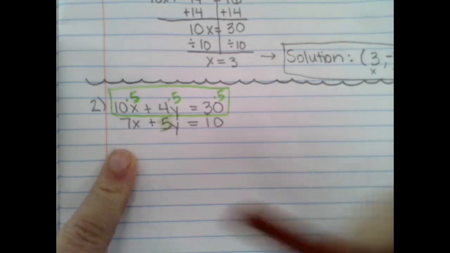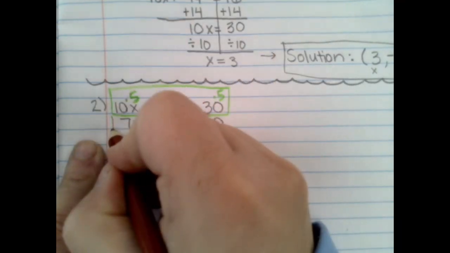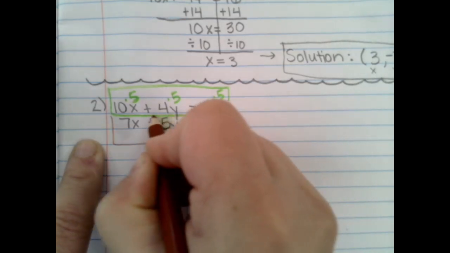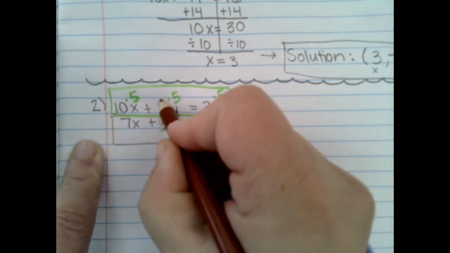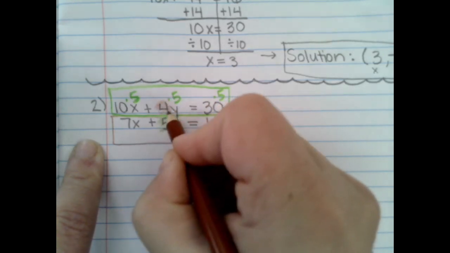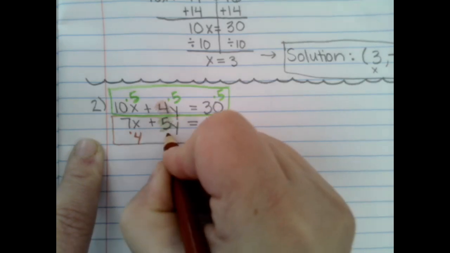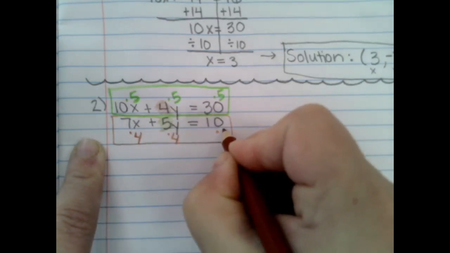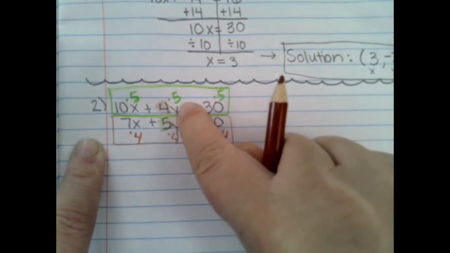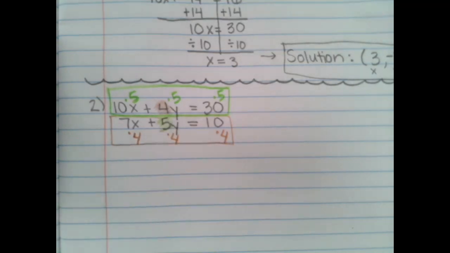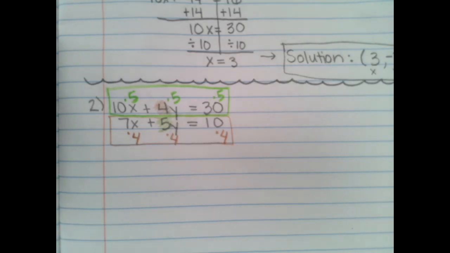And then for the bottom, to get the same number as the top, rather than multiplying by 5, because that wouldn't work, we're going to multiply the bottom by that coefficient from the top, 4. That way, on the top I'm doing 4 times 5, but on the bottom I'm doing 5 times 4. Will I get the same number? 4 times 5 and 5 times 4? Yeah, I'll get the same number.